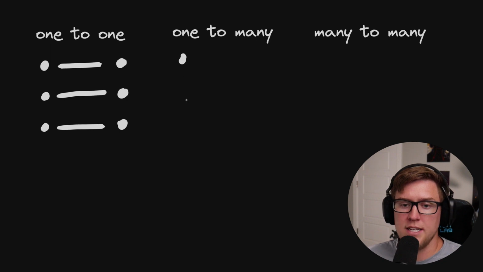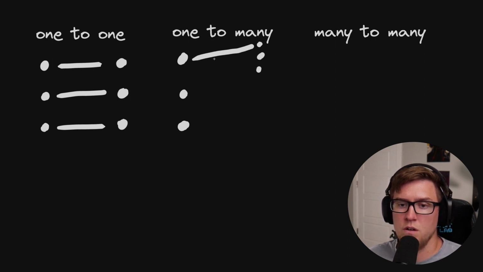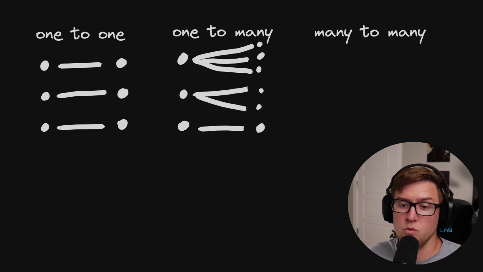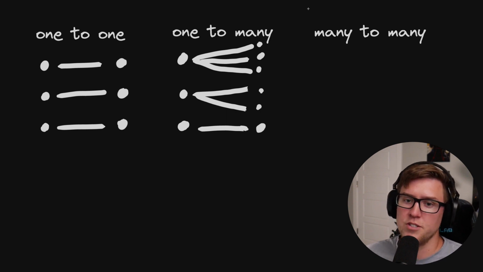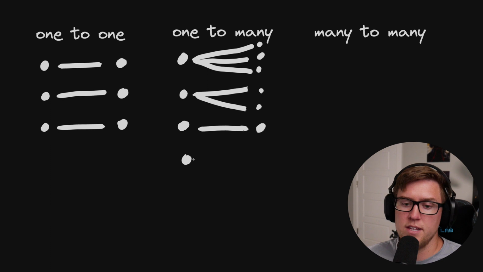One-to-many would look more like this. We have some things of entity number one, and they might relate to three different things of entity number two. This second one might relate to two. This third one might just relate to one. It's really one to zero to many. We might even have one that doesn't relate to anything there.